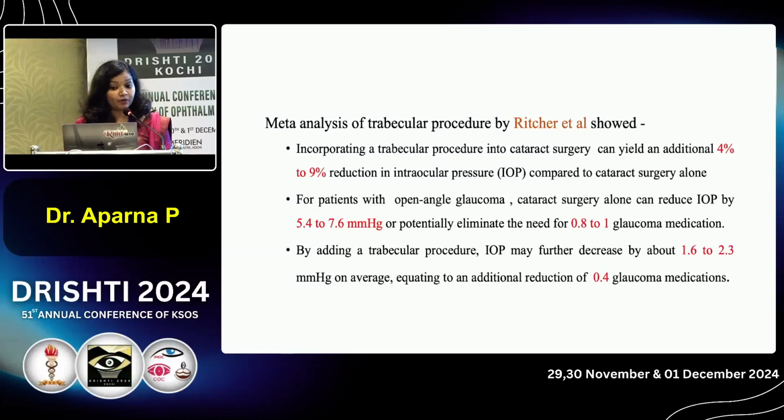Or it can potentially eliminate the need for 0.8 to 1 glaucoma medication. By adding a trabecular procedure, IOP may further decrease by about 1.6 to 2.3 millimeter of mercury on average, equating to an additional reduction of 0.4 glaucoma medication.